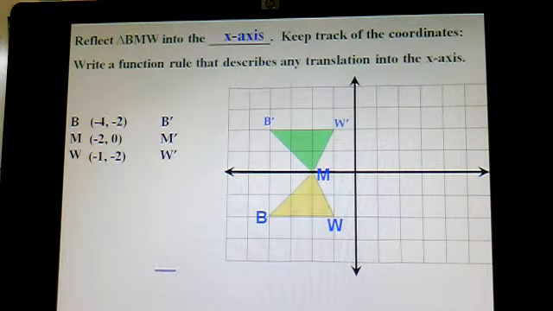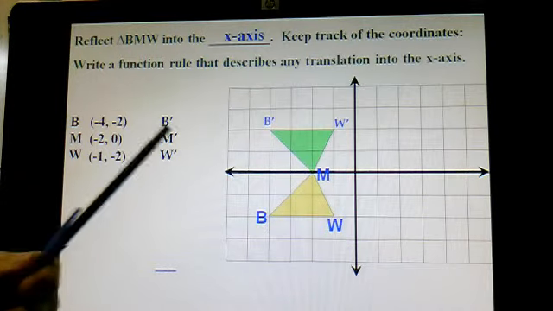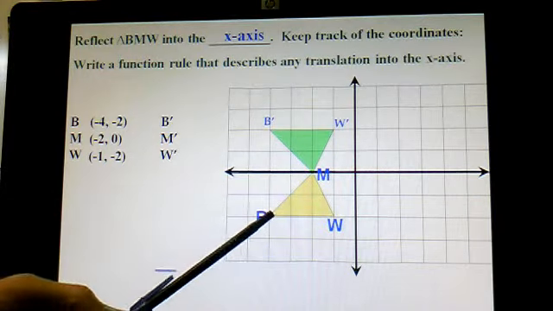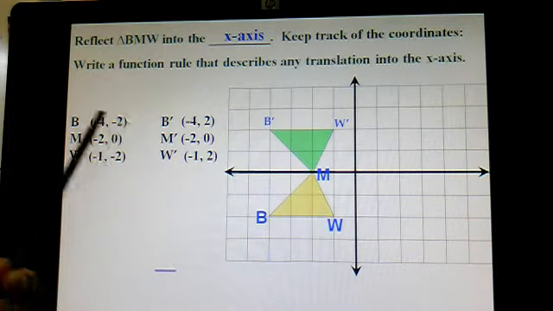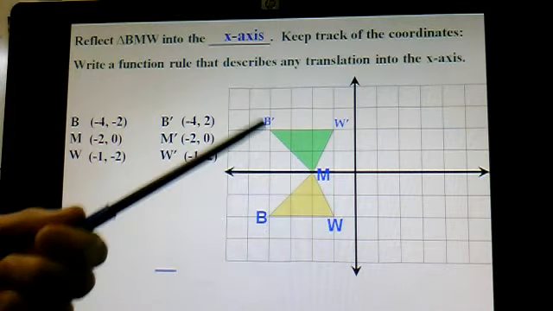And then the fourth part, it says on your paper to write a function rule. Can you do this algebraically? Can you write a rule for anything reflected in the x-axis? You kind of have to do it numerically to get that, I think. So if you look at (-4, -2), that's now flipped. Now it's (-4, 2). (-2, 0) didn't change because it was on the actual mirror line. And the last one, W prime, is now (-1, 2). If you just look at these numbers from here to here, it's pretty obvious what changed. Most of you go, oh, the y-coordinate changed. The y-coordinate went from negative to positive. If I went the other way, it would go from positive to negative.